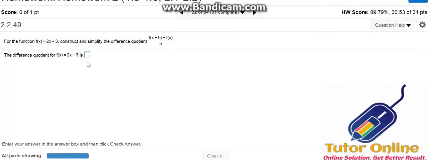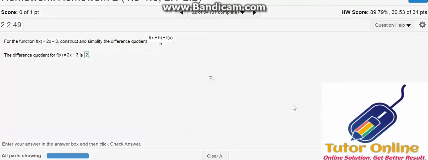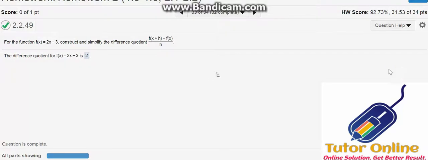For the function f of x is this, construct and simplify the difference quotient, f of x plus h minus f of x, divided by h. So f of x is this, and after I solve it by putting in x plus h and 2x minus 3, the answer is 2. Let's check it. Is it true or not? Yes, that's true. Good job. Let's move to the next question.